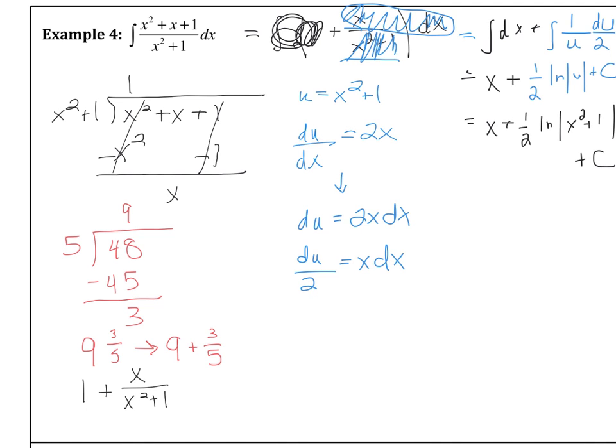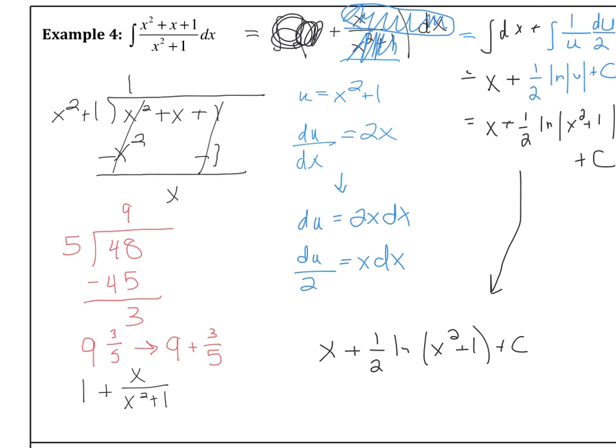And you could really even drop the absolute value brackets because the quantity x squared plus 1 will always be positive. So I'm just going to write this final answer down here where I have a little bit more room. Your final result should be x plus 1/2 ln x squared plus 1 plus c. Yeah, it's a sad little n there, but there you go.